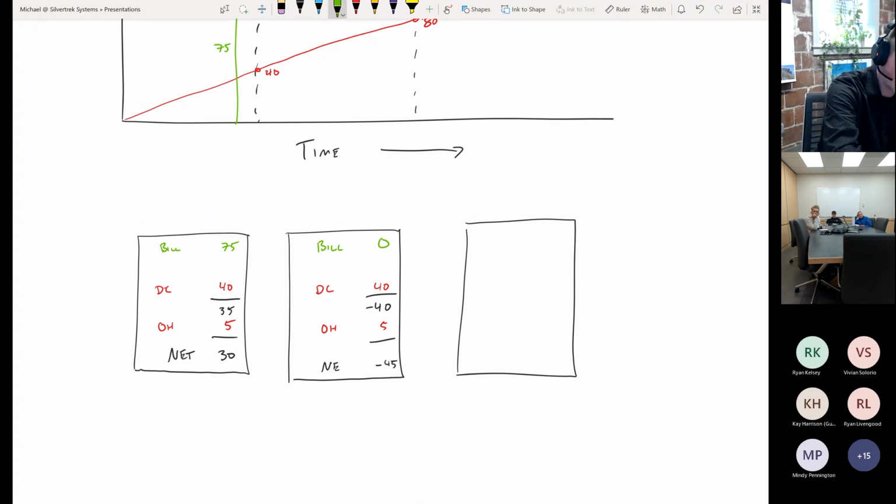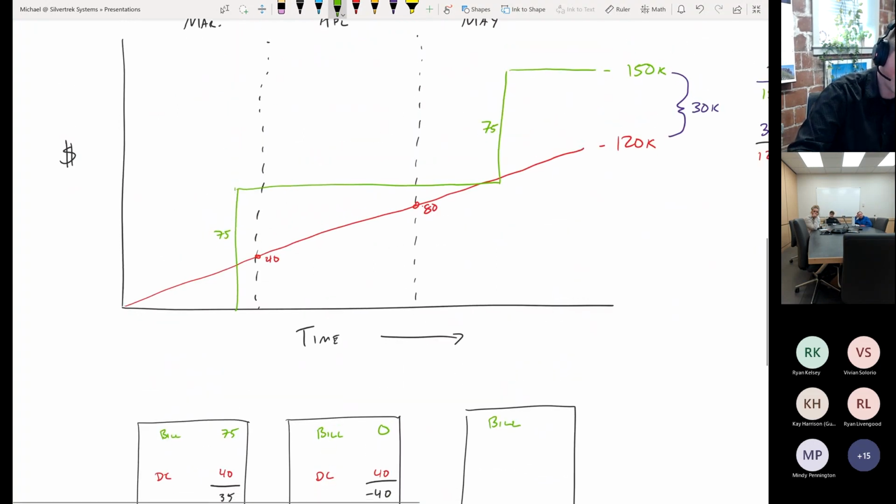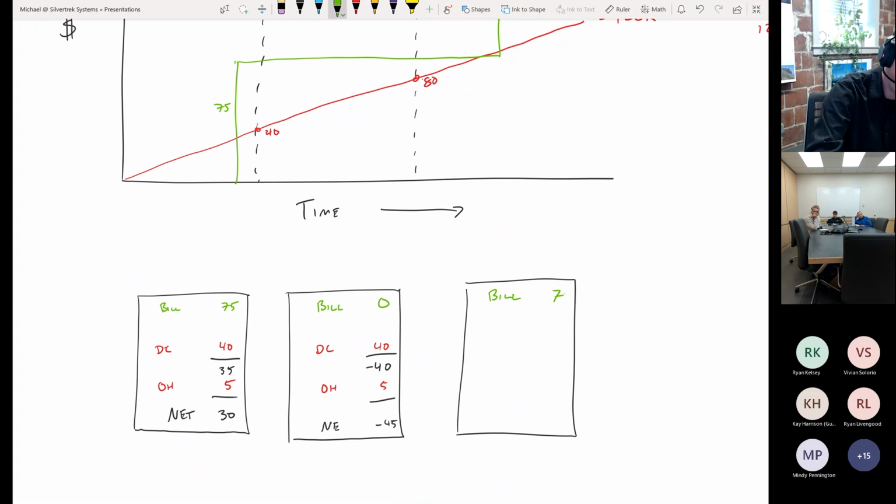Then we get the next month, billings. Go up and look. Oh, we billed $75,000. Great. Our direct costs to finish out the job was still $40,000. This looks a lot like the one that we had over here in March, 35. Our overhead, $5,000, and our net profit of $30,000.